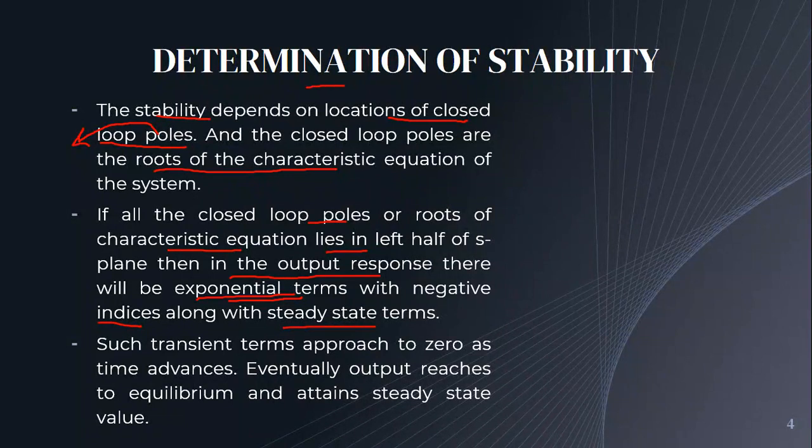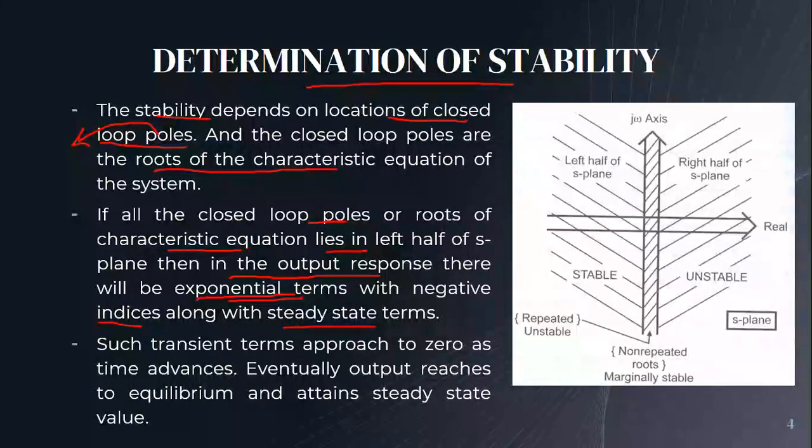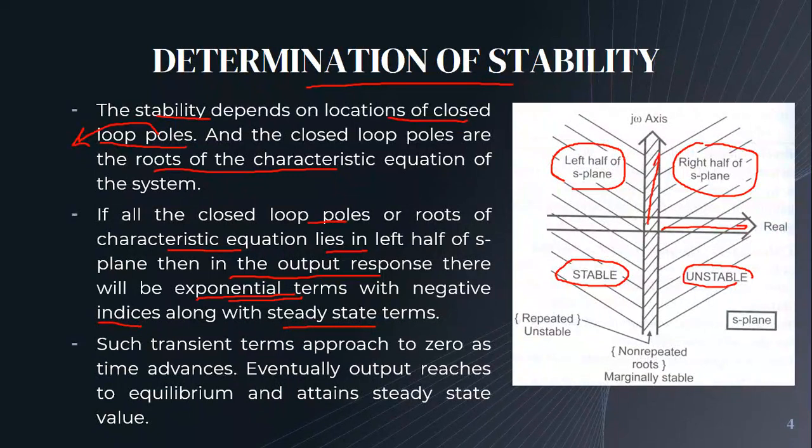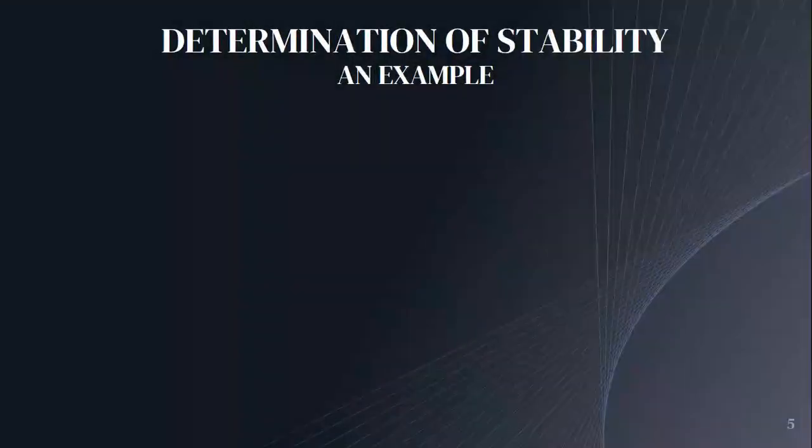So in short, to determine whether a system is stable, all I need to do is find the closed loop poles of the system, and if those closed loop poles lie on the left hand side of the S plane, the system is going to be stable. In any case, if some of the poles lie on the right hand side of the S plane, the system will become unstable. The S plane here denotes the plane with the real axis and the imaginary axis, that is the j omega axis. And if some non-repeated poles lie on the imaginary axis, such a system is known as a marginally stable system. Let's look into it with the help of an example.